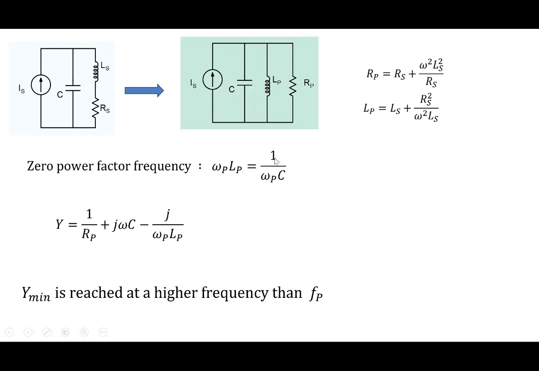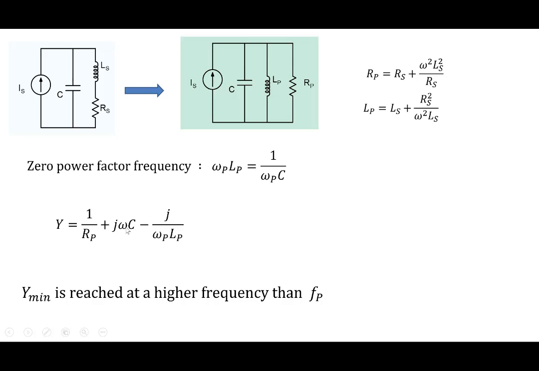The omega PLP is 1 over omega PC here, but this is not the frequency at which Y is minimum, because note that earlier when Rp was constant, then the moment you make this term equal to 0, Y becomes minimum, and therefore the impedance Z becomes maximum, and you would obtain the maximum output voltage here. But now Rp is also a function of frequency. In fact, Rp increases with frequency here.